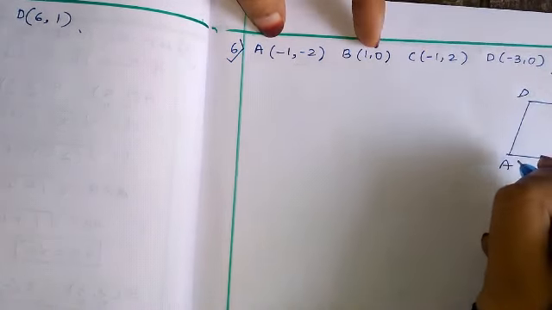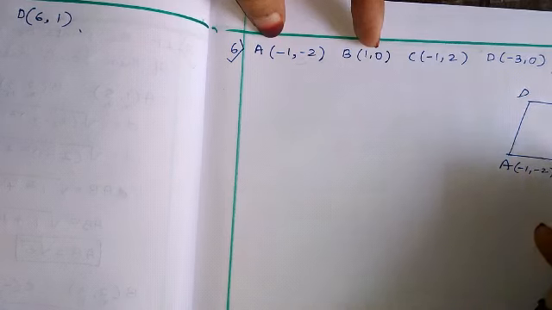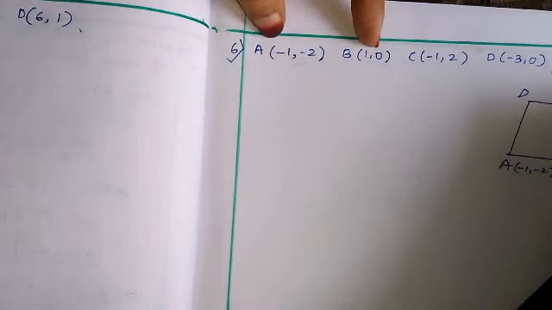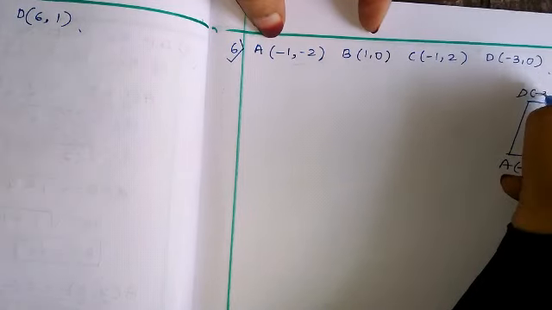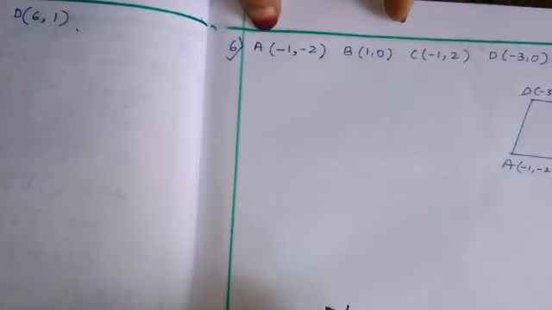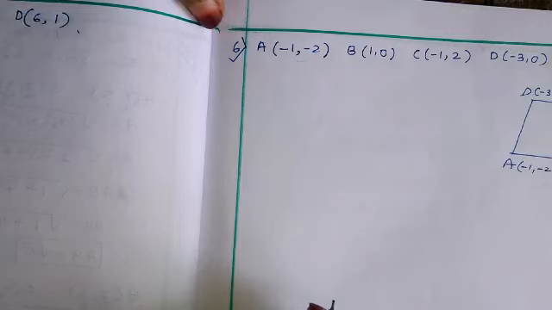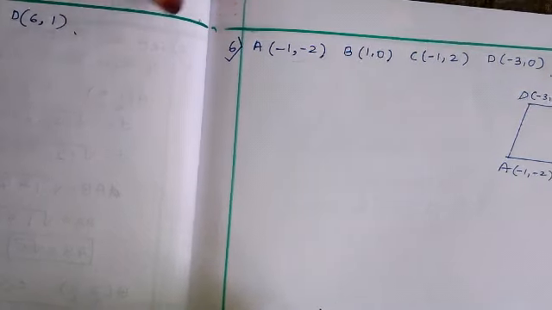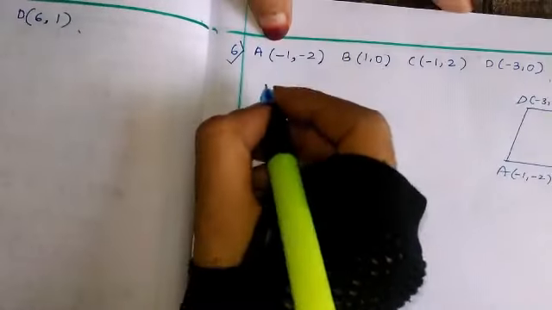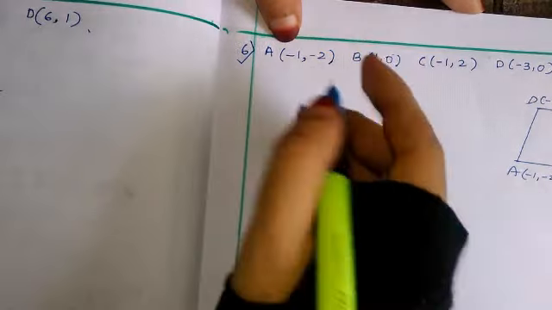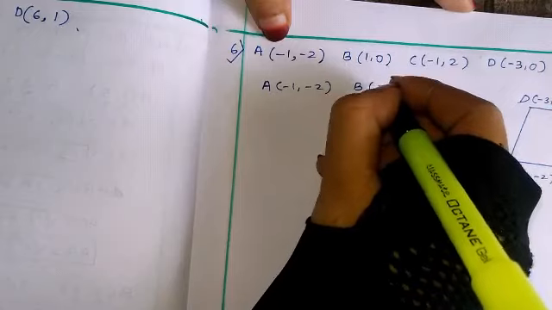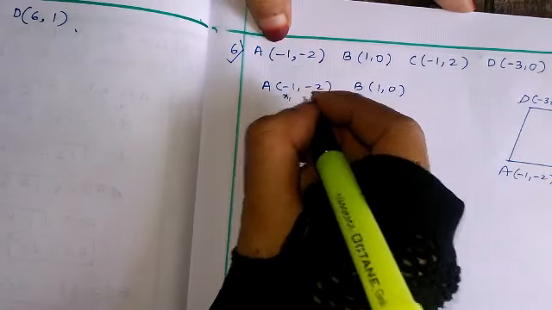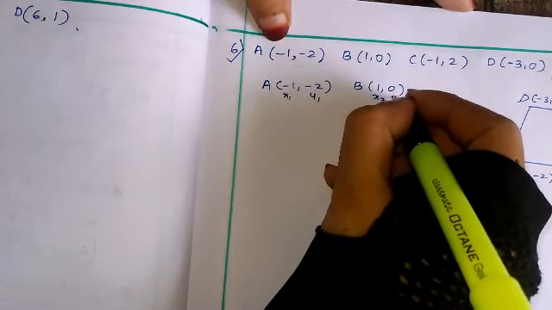ABCD. A is (-1, -2), B (1, 0), C (-1, 2), D (-3, 0). This is the quadrilateral. Now let us find what it is. Okay, which quadrilateral it is. First distance between AB, let us find. A (-1, -2), B (1, 0). Let us write these as x1 y1, x2 y2.